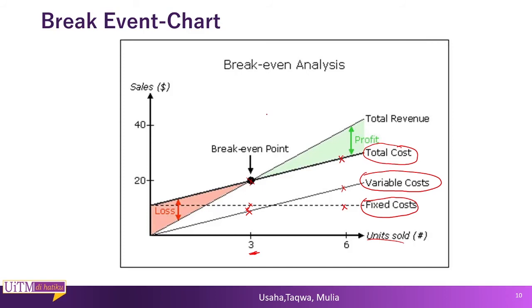After that, we need to determine the sale price of the product. The sale price we denote as total revenue, and then draw the sales as a function of the number of products on the chart. So the price will be multiplied by the number of units sold, and then we mark it and get the total revenue. The intersection of the sales line with the total cost line is the break-even point.